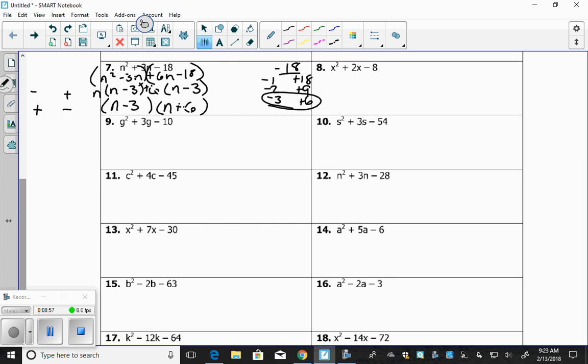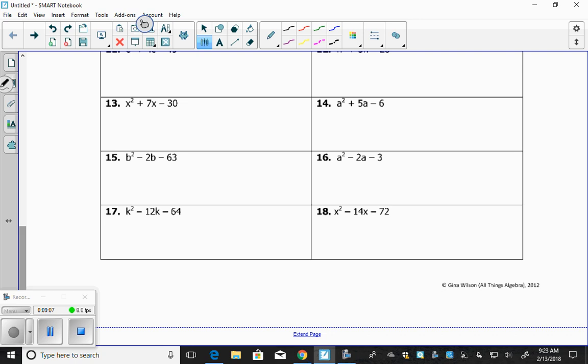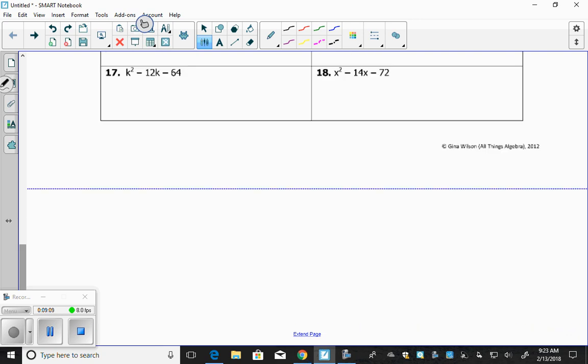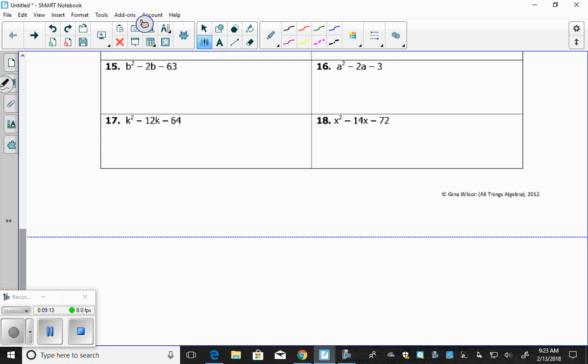Okay. Let's look at number 15. Okay. Step 1. Multiply A times C. What do I get? When you multiply A times C, what do you get? Negative 63.